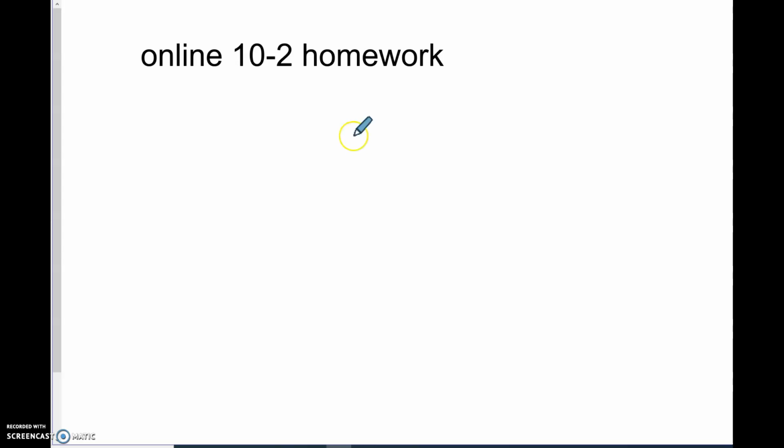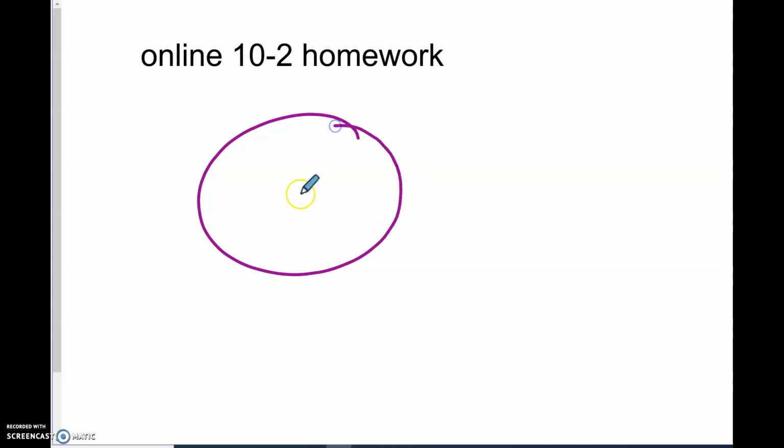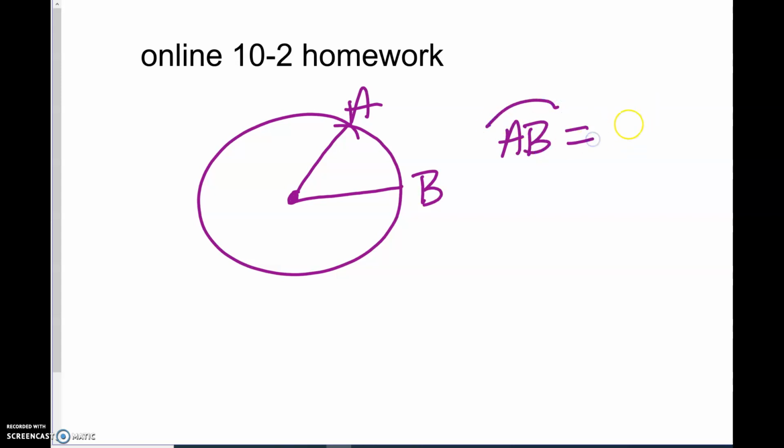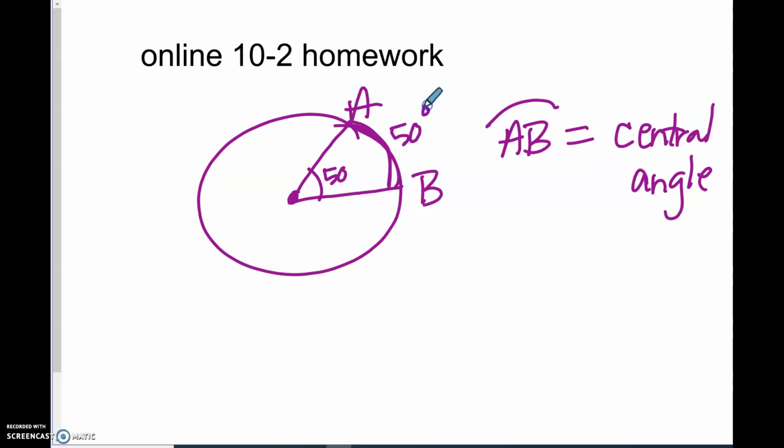The big thing from today that you're going to go through is if you have the center, and we have a minor arc. A minor arc is named with 2 letters. So this would be arc AB is equal to that central angle. That is the big thing from today. The central angle is equal to this arc. So if this is 50 degrees, then we know arc AB is also 50 degrees.